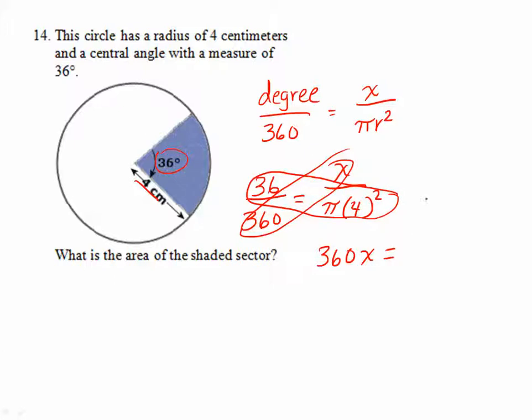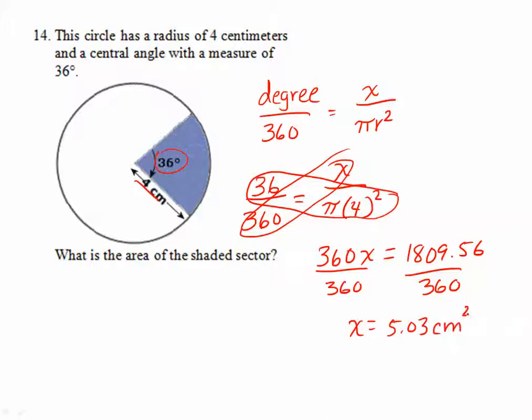equals 1809.56. Divide by 360 to solve for x, and x is equal to 5.03. My units are centimeters, it's area, so they're squared.